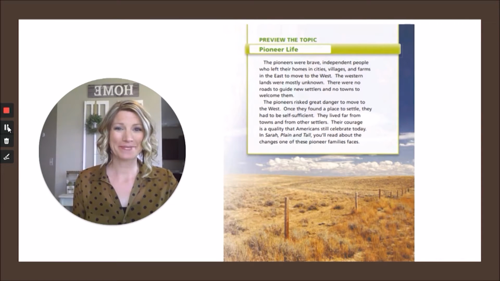Let's preview the topic: pioneer life. The pioneers were brave, independent people who left their homes in cities, villages, and farms in the east to move to the west. The western lands were mostly unknown. There were no roads to guide new settlers and no towns to welcome them. The pioneers risked great danger to move to the west. Once they found a place to settle, they had to be self-sufficient. They lived far from towns and from other settlers. Their courage is a quality that Americans still celebrate today. In Sarah, Plain and Tall, you'll read about the changes one of these pioneer families faces.